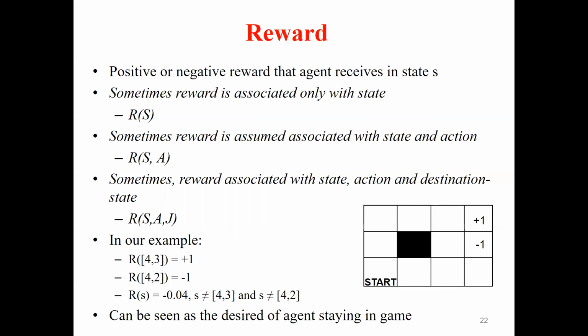Or the other way could be: what was your previous state, what action you have taken, and now you have landed in some other state. So in this triplet sequence, what is the reward you want? For the time being, just for simplicity, this lecture will only focus upon reward per state. This one.